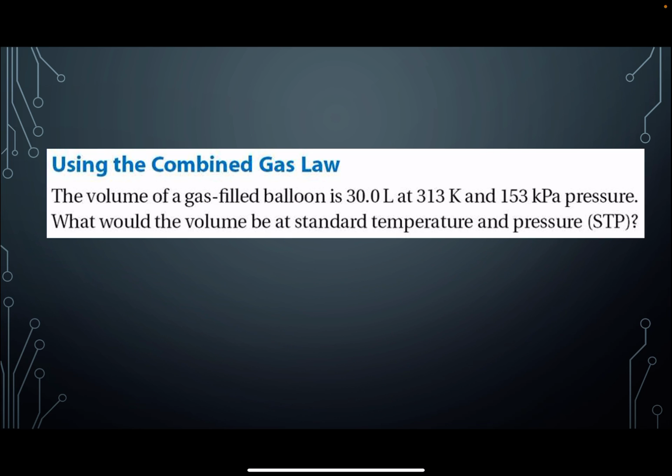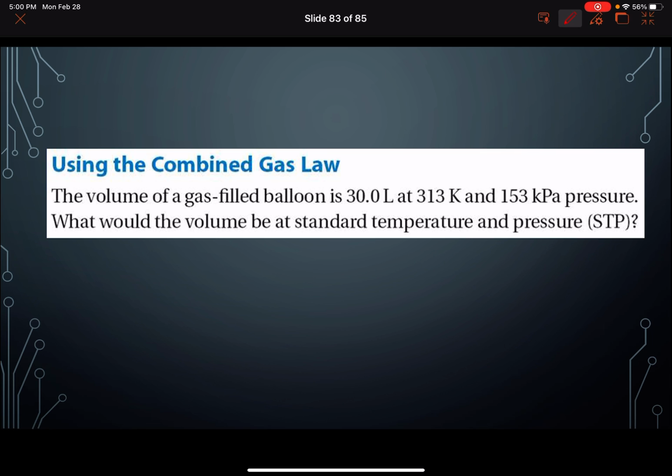So it says the volume of a gas-filled balloon is 30 liters, so that's a volume, at 313 Kelvin. Yay, it's already in Kelvin. That's temperature 1, at 153 kilopascals, so that's pressure 1. What would the volume be at standard temperature and pressure, STP? We haven't solved for that.